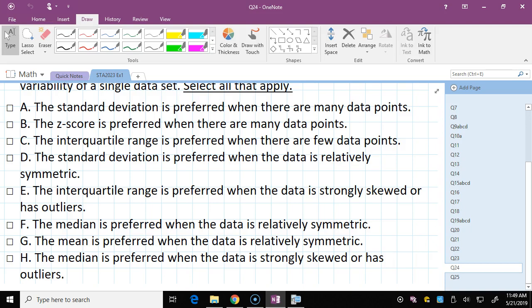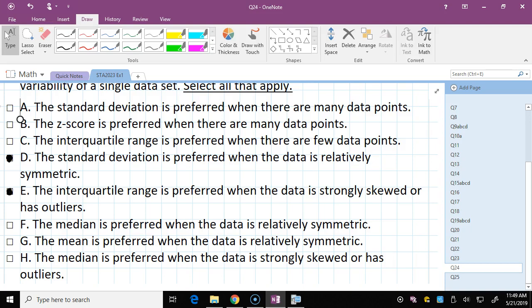So which one is it? It is D and E. Because this tells you when it is appropriate to use those. Remember, we only use standard deviation if we are symmetric. We only use interquartile range if we are skewed. The first two, A and C, don't make any sense. Whether I have few data points or a lot of data points doesn't determine whether I use standard deviation or not.